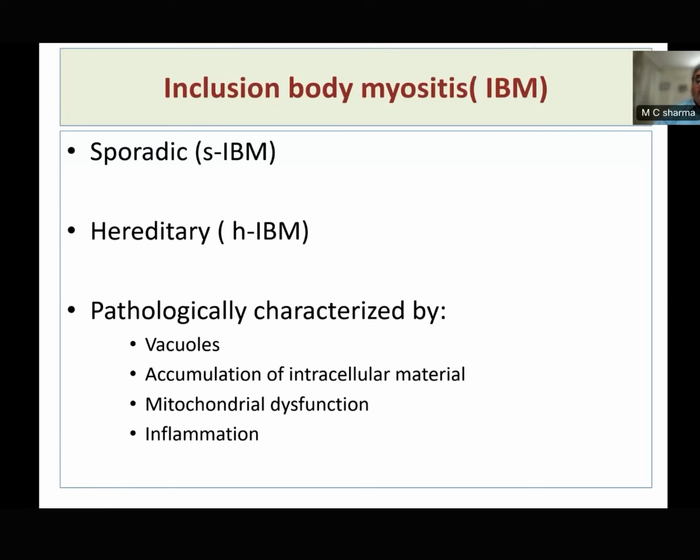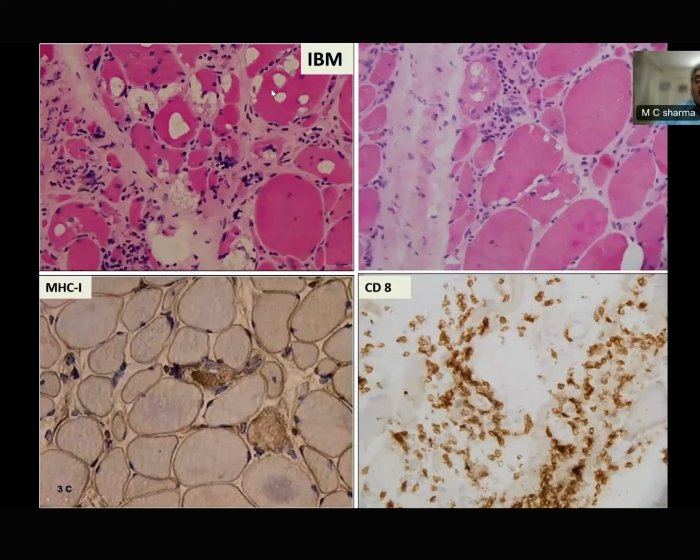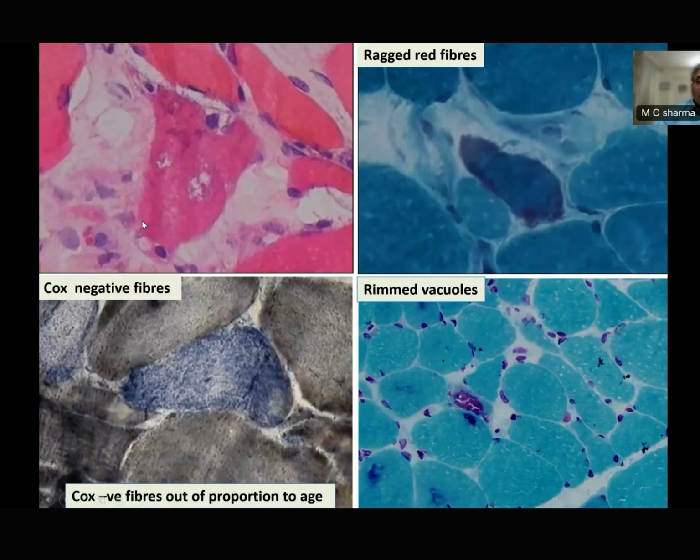For the diagnosis, the vacuoles are the most important, but studies have shown that not more than 3% of the fibers show the vacuoles. So there may be some sampling errors. This is a very important feature for the diagnosis, but it may be absent or missing. MHC class 1 is upregulated, with CD8 positive cells like in polymyositis. Now many people believe that there is no polymyositis. All those cases are either inclusion body myositis or overlap myositis. These rimmed vacuoles are positive for the modified Gomori trichrome stain.